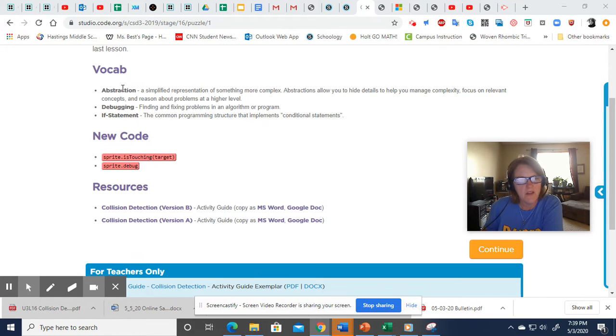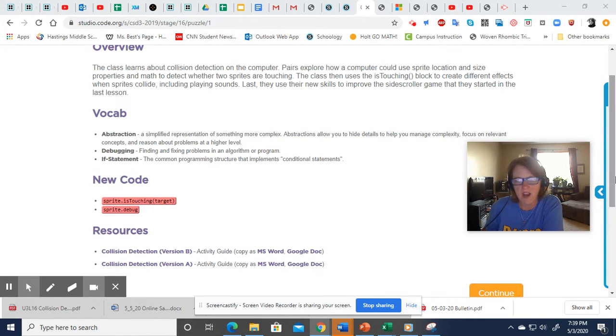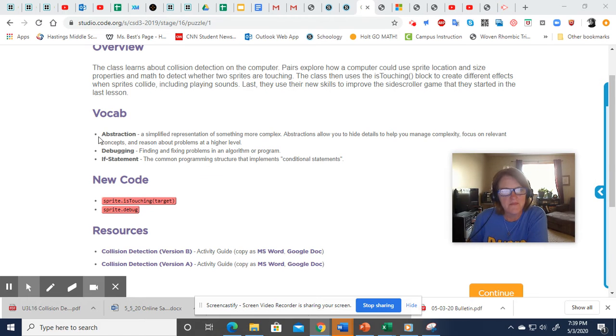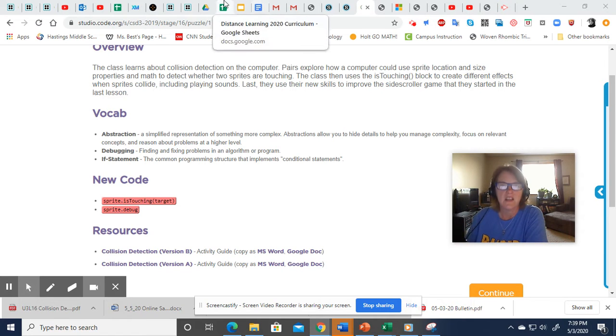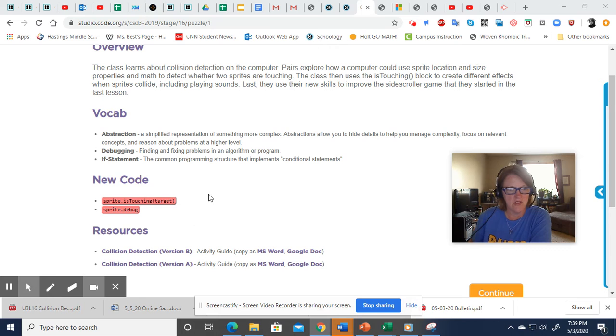In your vocab, 3 things. One is called abstraction. Abstraction in computer science, here, is a simplified way to represent something more complex. Back in lesson 15, we talked about velocity. That took care of X or Y position and movement in one fell swoop. That made it a lot cleaner. So they often talk about this under the hood type thing. That's exactly what an abstraction is.